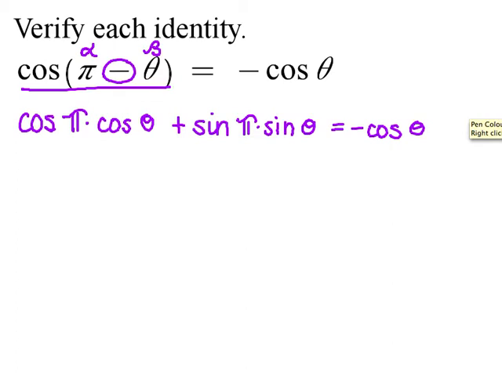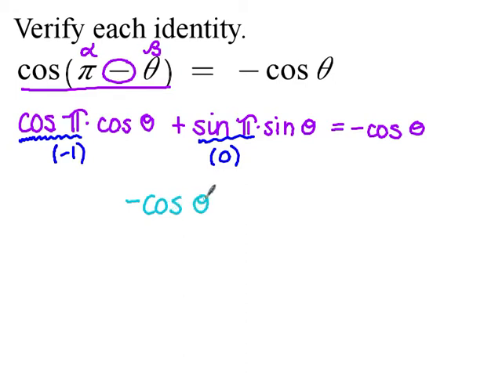Okay. So then now I need to know what is the cosine of pi using your blue sheets. -1. What is the sine of pi using your blue sheets? 0. So now let's figure out what I end up having. I have -1 times cosine, which is negative cosine. I have 0 times sine, which is 0. So I end up having negative cosine equals negative cosine, and I am done.